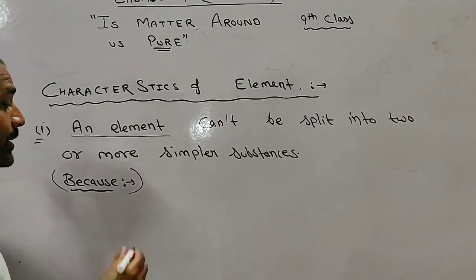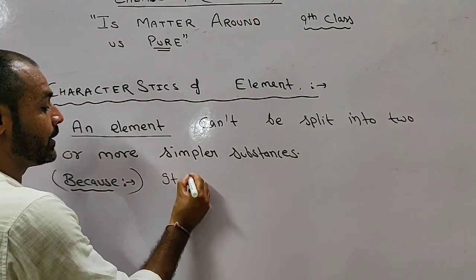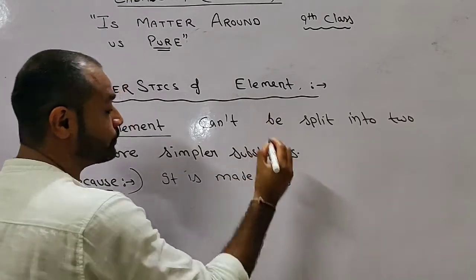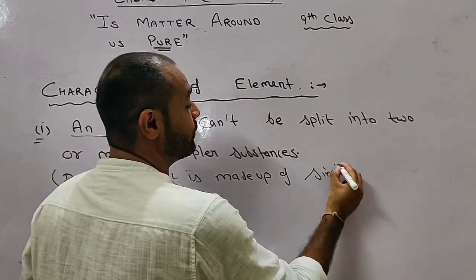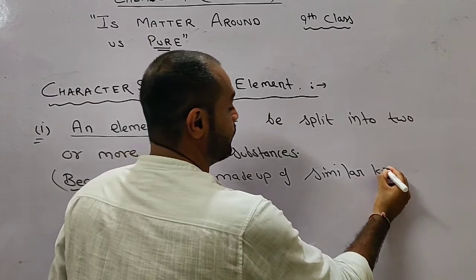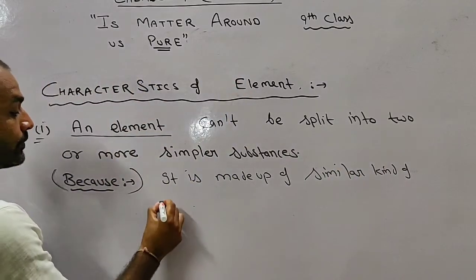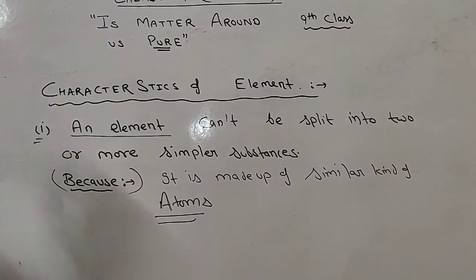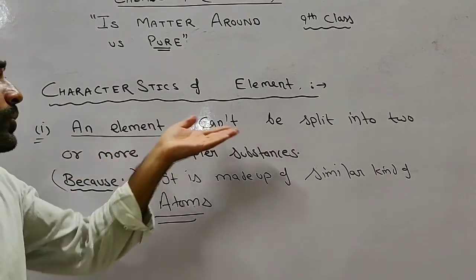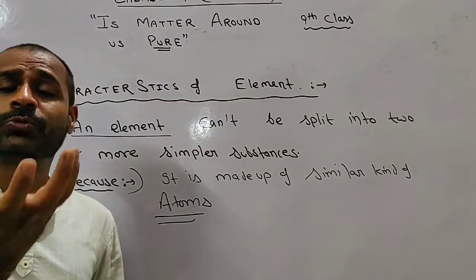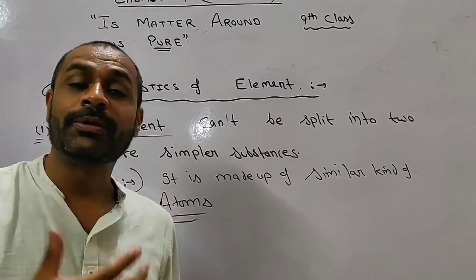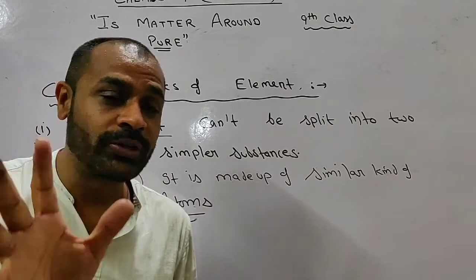Yes, you are right, because it is made up of similar kind of atom. ये similar kind of atom से मिलकर बना होगा. So that's why it cannot be split into two or more simpler substances. यदि उसमें एटम ही एक जैसे होंगे तो जब हम उसको ब्रेक करेंगे तो definitely हमें वही चीज तो मिलने वाली है, हमें और कुछ भी नहीं मिलेगा.